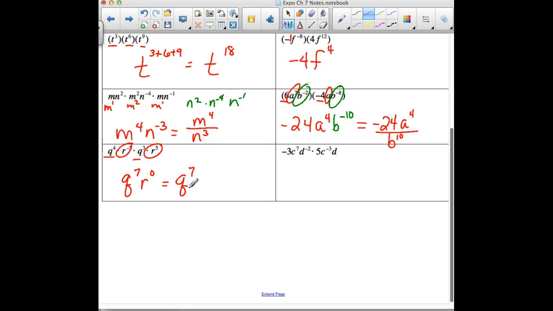All right, next, our coefficients, negative 3 and 5, should be multiplied to be negative 15. Our c terms, we have a 7 and a negative 3. Adding those, we end up with c to the fourth. Our d term, we have a negative 2 and a positive 1. That is d to the negative 1. And again, because of that negative exponent, our d term will have to move to the denominator. You can put a little 1 exponent in there if you want, but it is not required. Notice that the negative 15 did not move down. It is not a negative exponent. Those are the only things that move.